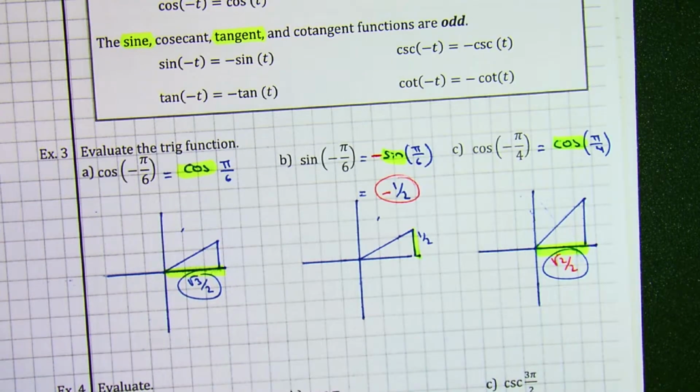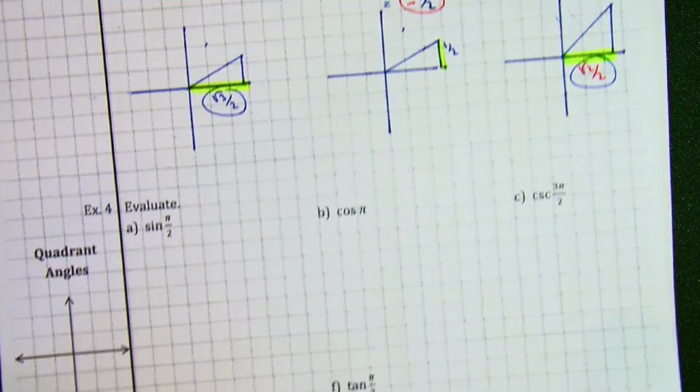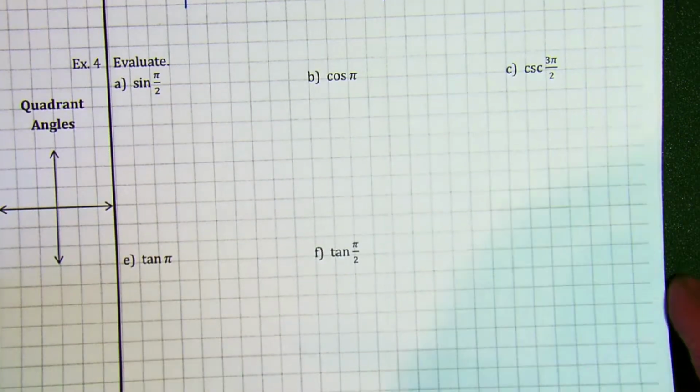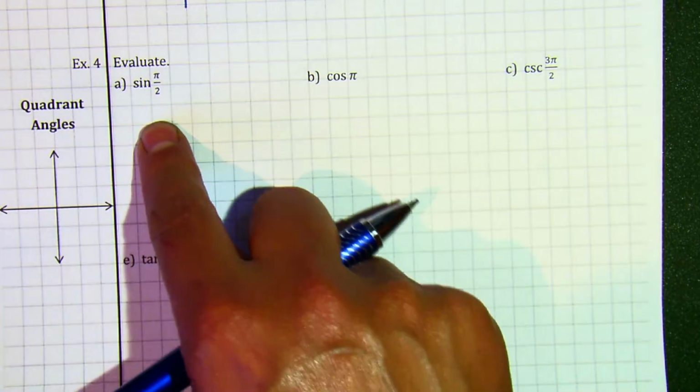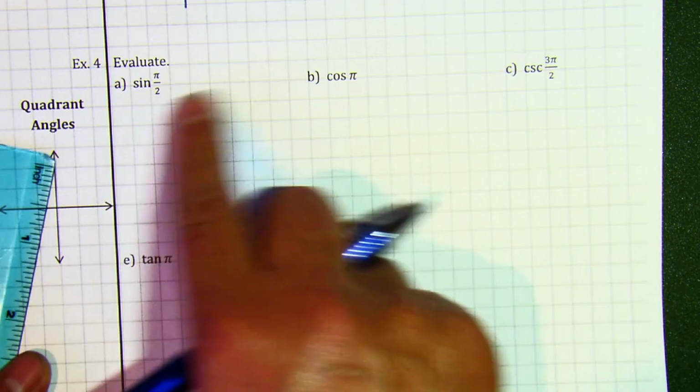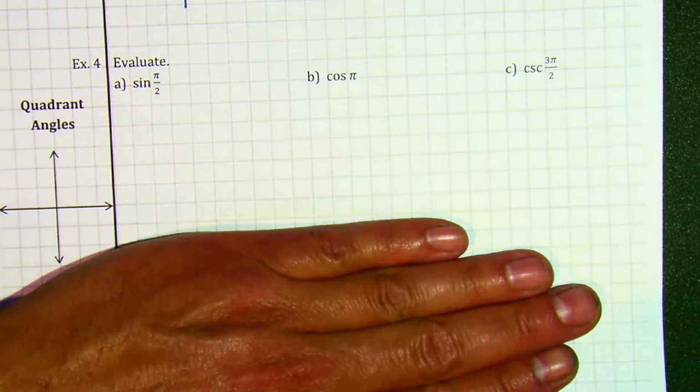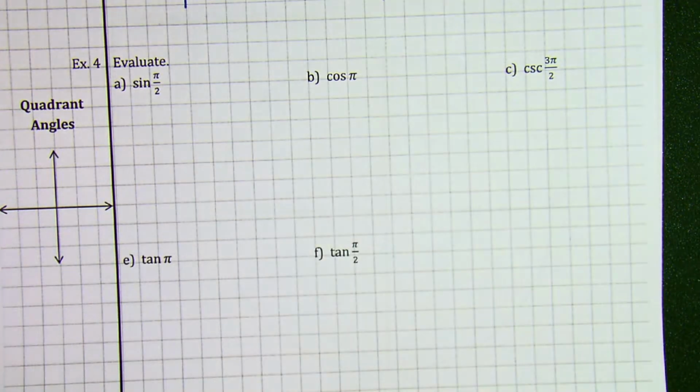So that is even and odd functions. Now let's talk about quadrant angles. Go and copy down A, B, C, and then I'll come back to D and F in a second.